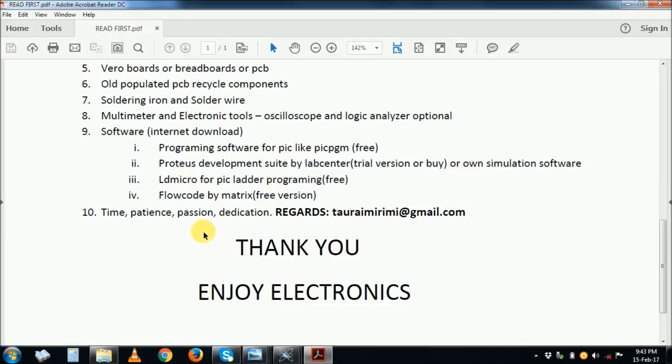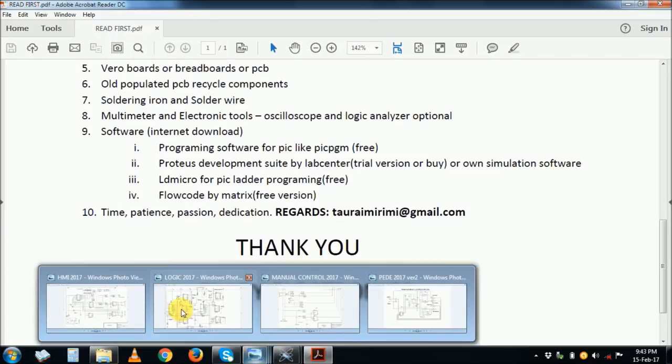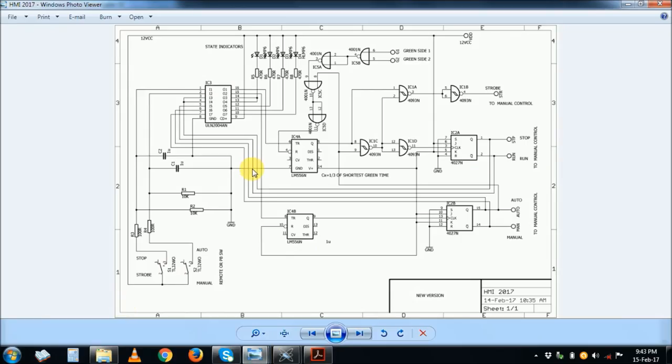And remember, it's part number 3 of circuit number 6, traffic light controller using digital logic gates. And remember, as I always do, I hope these circuits are going to be as short as possible, but if you find it difficult, please, I'm there to help as much as I can. So let's go to our circuit, the HMI.